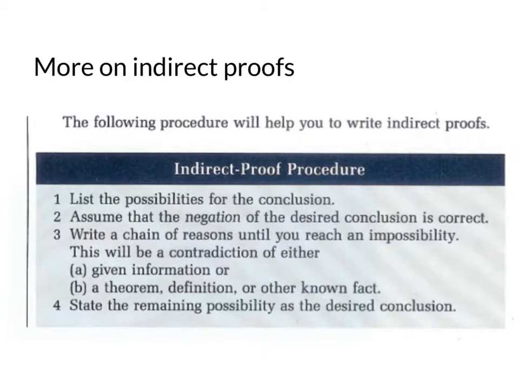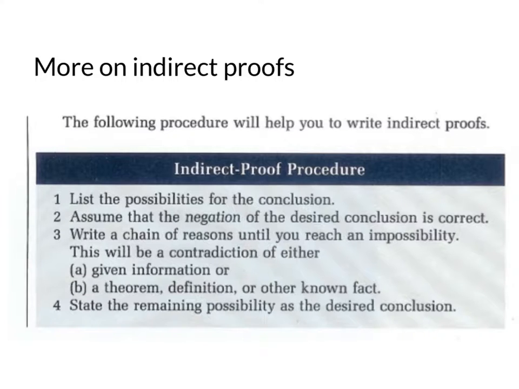All right, 8th graders, let's write down this chart to help us solve indirect proofs. So this is just a procedure that might help you in setting up an indirect proof. Step 1, you could list the possibilities for the conclusion. What that means is taking what you have to conclude and what are the possibilities?